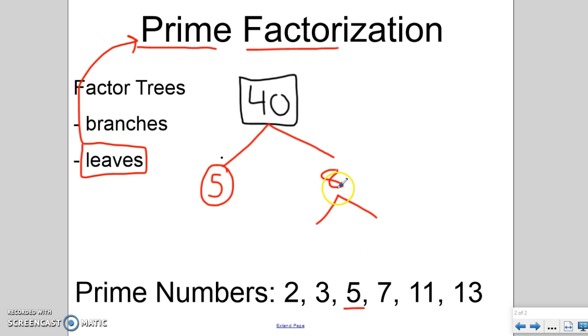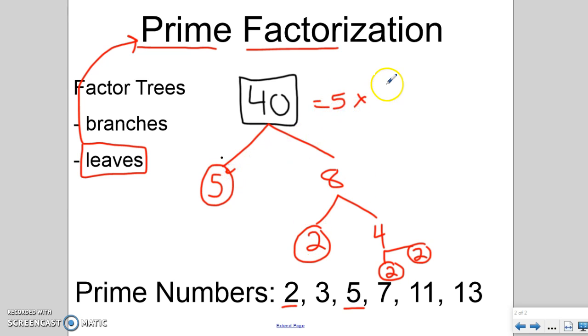I need to think about what are 2 numbers that multiply together to make 8. Well, I know that 2 times 4 makes 8. I know 2 is a prime number, so that's going to be the end of that branch. It's going to be a leaf. And 4 is not one of my prime numbers, so I'm going to need to branch out this 4 even further. I know that 2 times 2 is 4. 2 again is a prime number, so my leaf is going to end that branch there. So I know that 40 is 5 times 2 times 2 times one more 2.